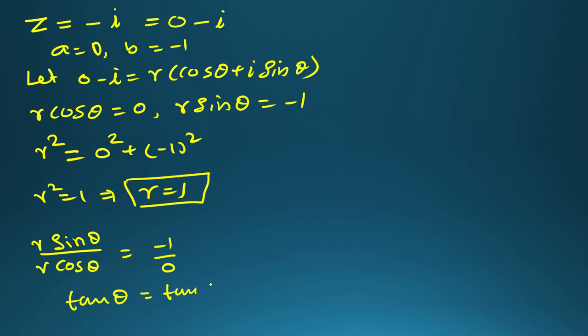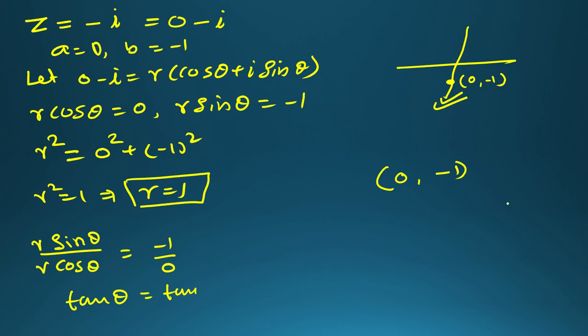So what will you do here, for minus, which quadrant will it go? The point is 0, minus 1. 0 minus 1 means where will it go? It will come here, yes, 0 minus 1 on this line. So what will be the quadrant? What will be the argument then?